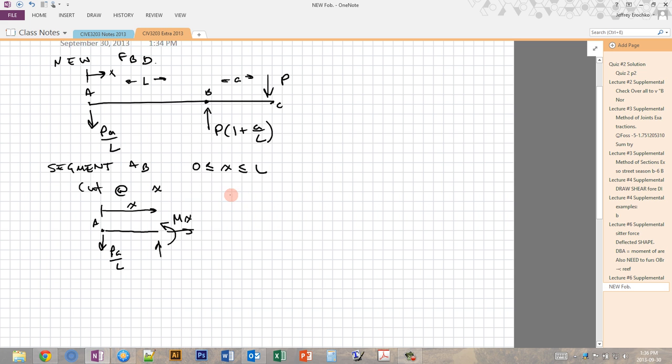So we take a sum of moments about x equals 0, and we'll say that counterclockwise is positive. So now we have Mx plus PA over L times x, because now PA over L is x distance away, equals 0. So then Mx equals negative PAx over L.